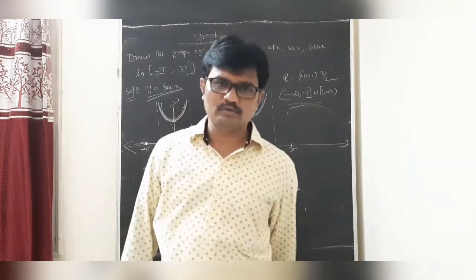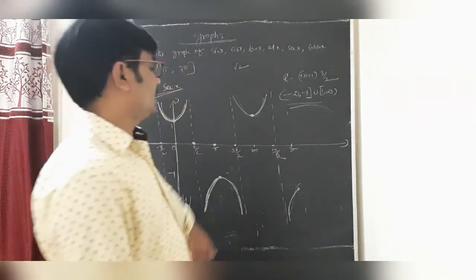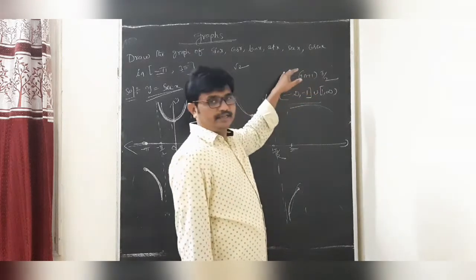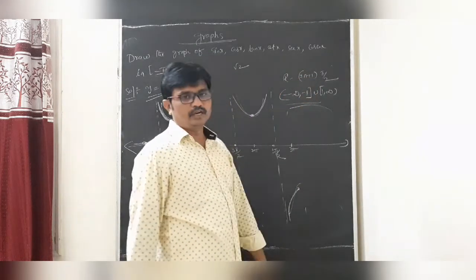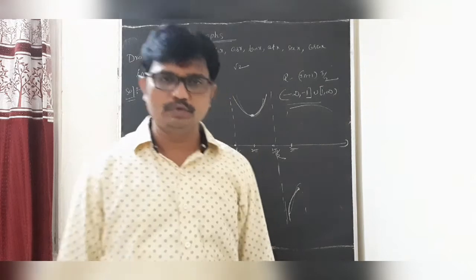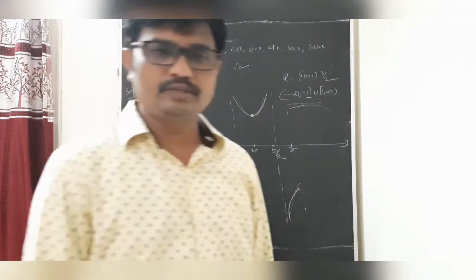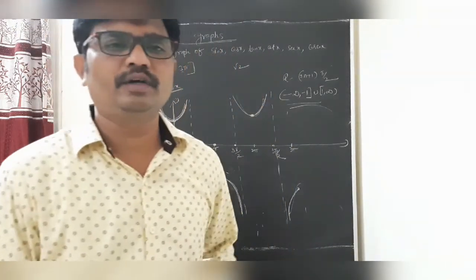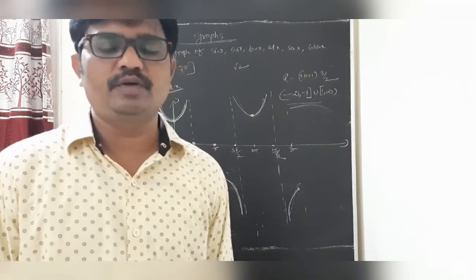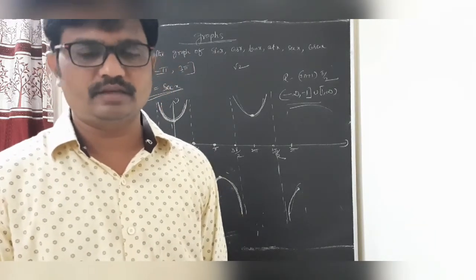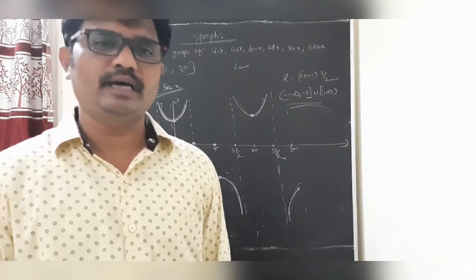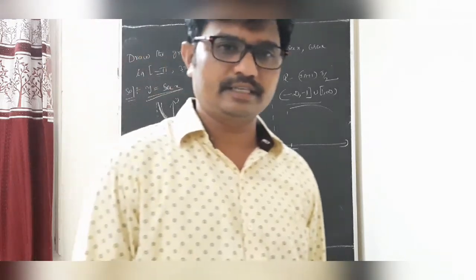And also for cosecant x, the domain is R minus n pi. The domain is different but the range is the same, minus infinity to minus 1 union 1 to infinity. Okay students, at the same time the domain of cot x is R minus n pi. Range is R. Okay students, that is cot x.